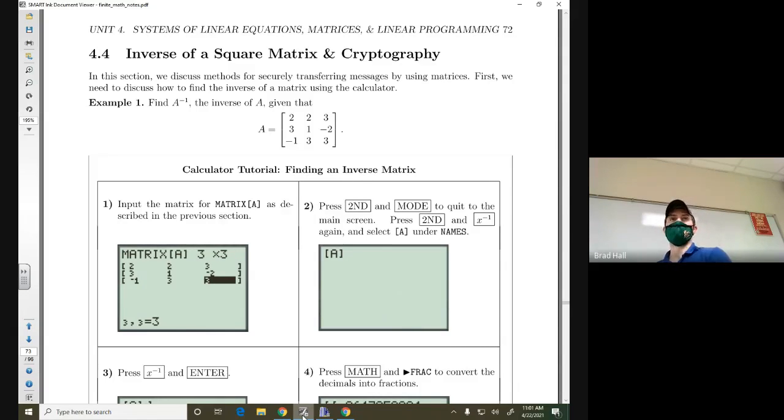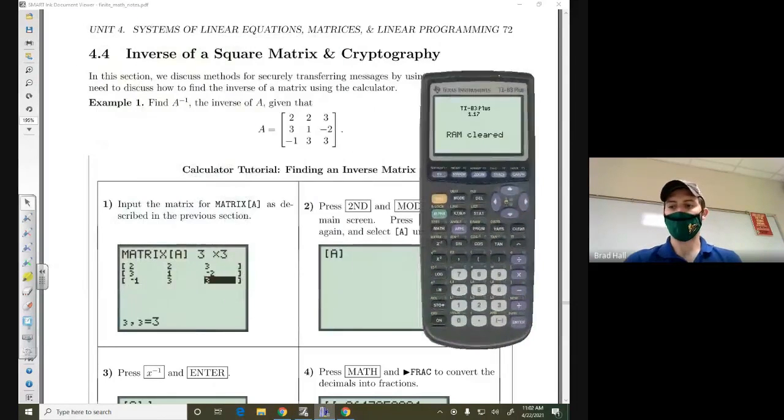And the importance of finding an inverse matrix, as it's called, is it helps us with a branch of math called cryptography. So we'll talk more about cryptography momentarily, but before we begin that discussion, we need to talk about how to find an inverse matrix. This whole process starts off the same way as in the last section.